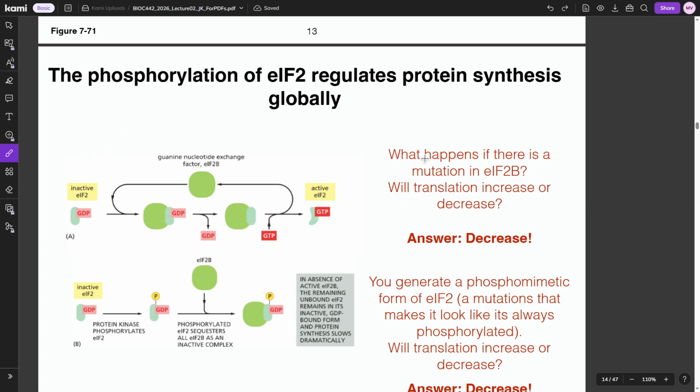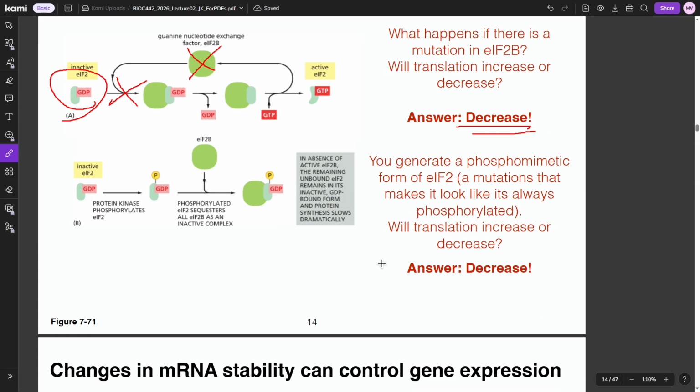this. So, what happens if there's a mutation in EIF2B? Will translation increase or decrease? Well, if you mutate EIF2B and it breaks, then you're not going to be able to do this process. So basically this step doesn't happen. So you're stuck in this form. So you decrease translation, which is why this is the answer here.